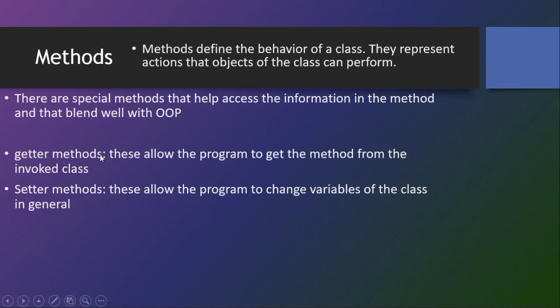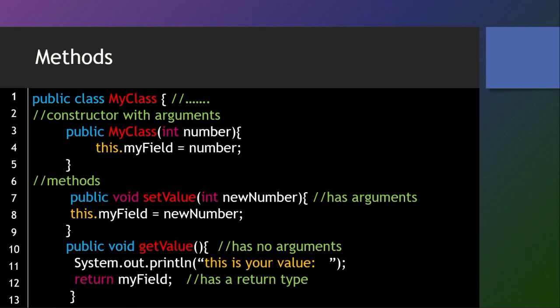These getter methods allow the program to get the value from the invoked class, right, to pull it out of that class and bring it into your main class. And then you have the setter methods. These allow the program to change the variables of the class in general. So let's look at a typical example of a getter and a setter method.